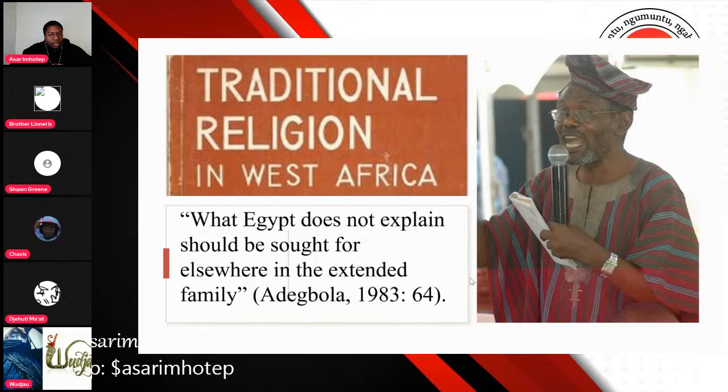And I want to bring Dr. Modupe Oduyoye back into the conversation, because in an article in this text here, Traditional Religion in West Africa, he makes the statement, what Egypt does not explain should be sought for elsewhere in the extended family. And again, Dr. Modupe Oduyoye is a linguist and a theologian who graduated from Yale University. And currently he's an elder in his late 80s and lives in Nigeria on the west side of the continent of Africa. And so he's been putting in a lot of work doing these comparisons, and very fruitful ones, I might add.